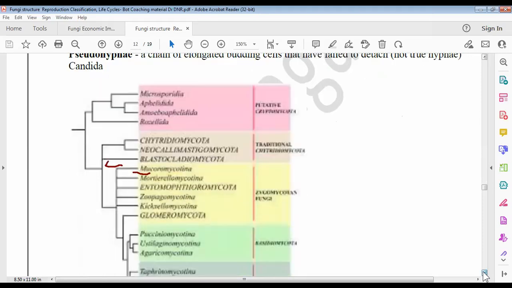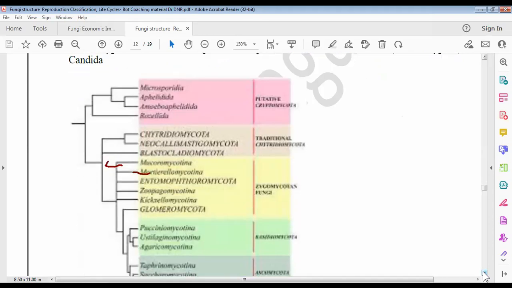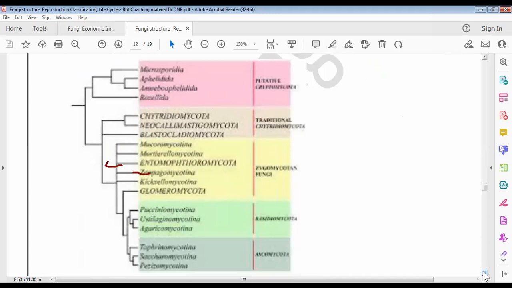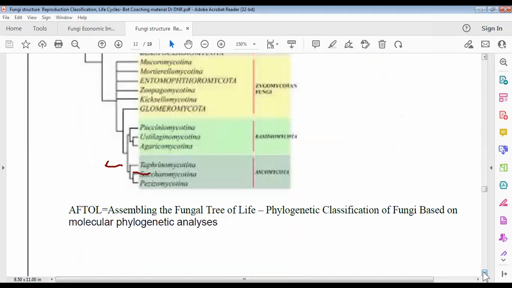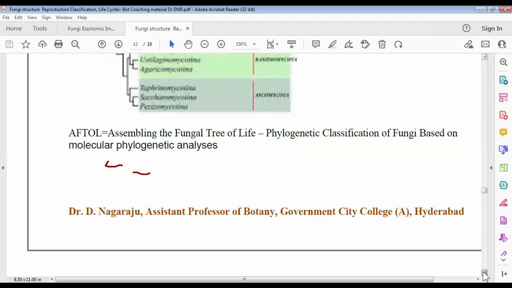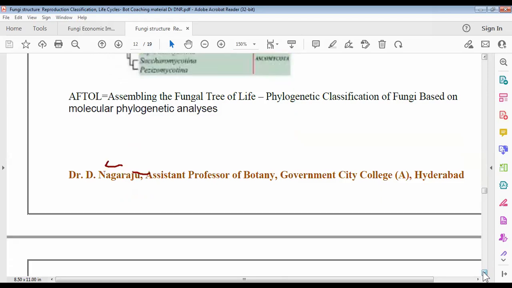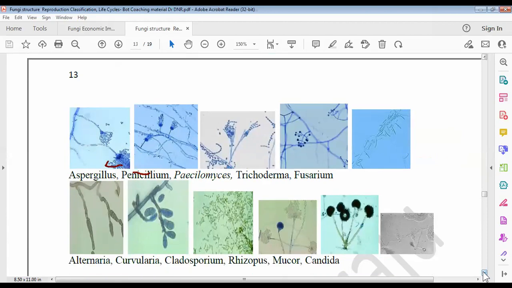Okay. This is the Hibbett classification that I told you. Hibbett classification is based upon molecular structure. Assembling the fungal tree of life is the phylogenetic classification of fungi based upon molecular phylogeny analysis. That is the Hibbett classification. It is the modern type of fungal taxonomy.